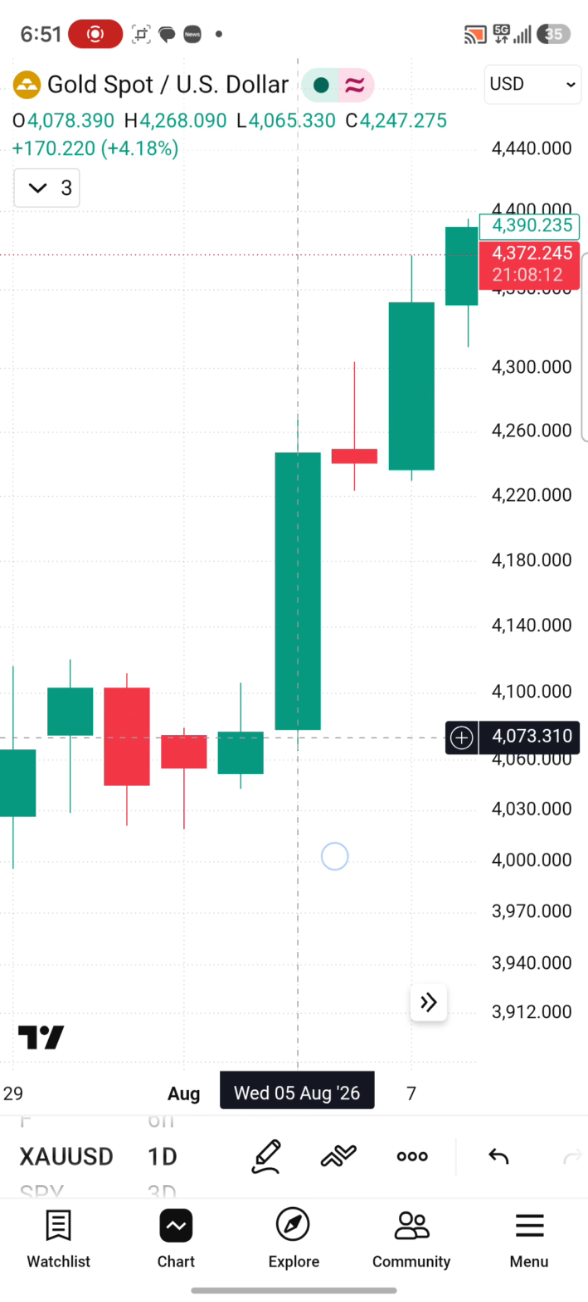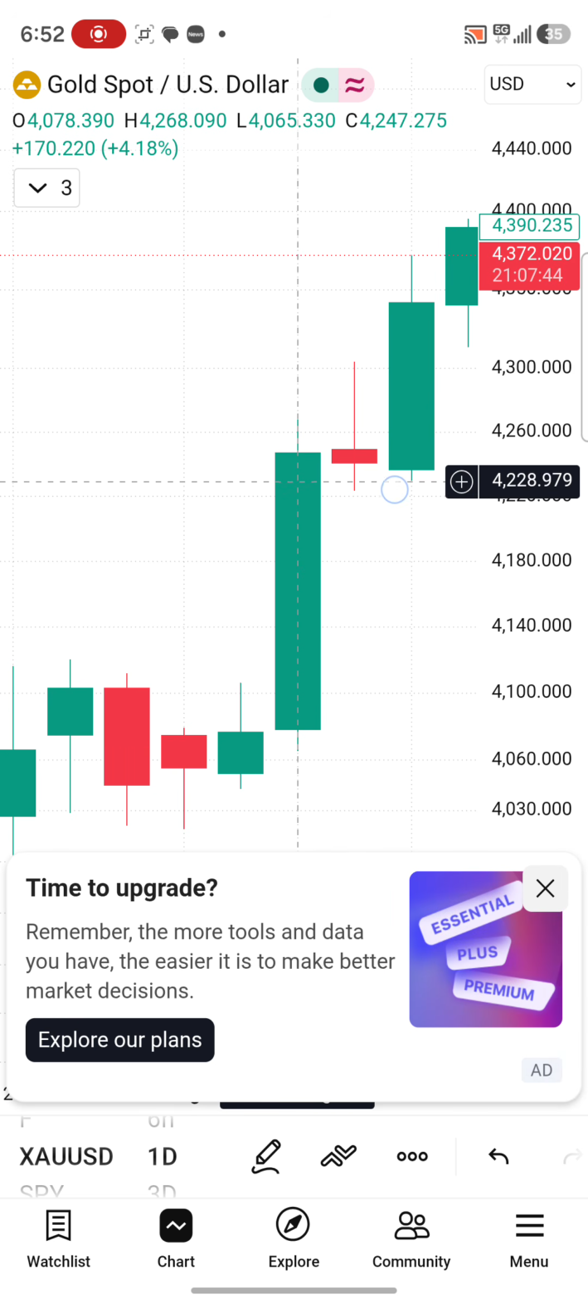It opened down here, went down there, went all the way as high as here, and closed at 42.47 at the top of this. So if it opens down here and the close is higher than the open, it's a green candle. Look at the O, 40.78. Close 42.47. The close is higher than the open, green candle.